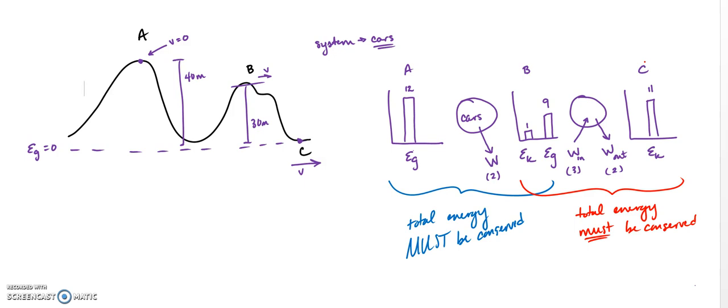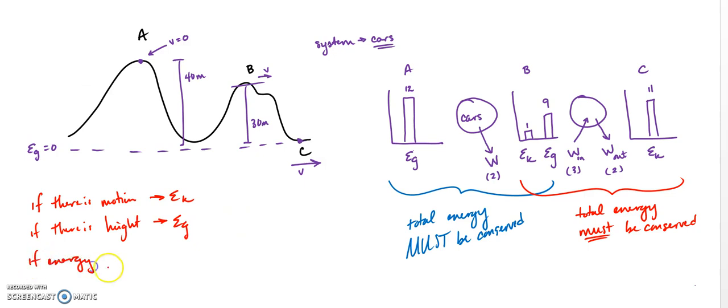Okay? So again, big questions to ask. Is it moving? If there is motion, then you have kinetic energy. If there is height, so you're above your zero line, then you have gravitational energy. And if you have energy gained or lost, there will be work done. Again, work will go into the system if it's gained, work will go out of the system if it's lost. But those are the three main things that we're going to be focusing on.